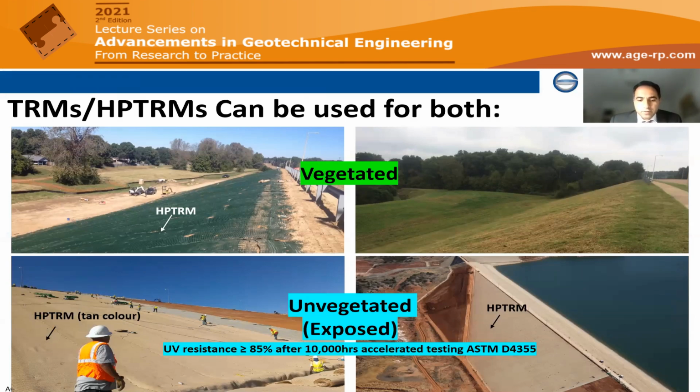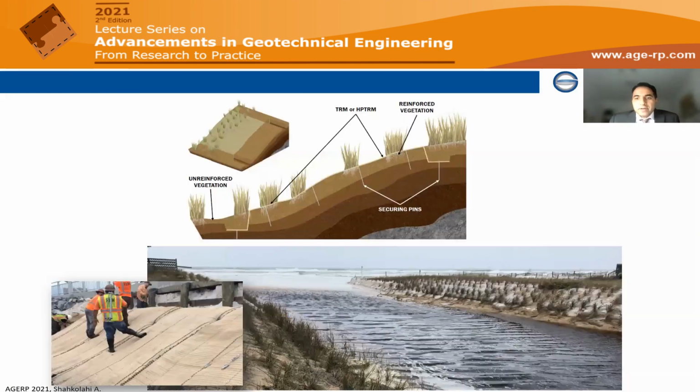And the other photo is a sandy area. You can see it's a sandy beach, and the TRM is being used, and then some vegetation, which is the local vegetation, is put down there. So yes, it can be used. We just need to design for that. We need to know the type of vegetation that you have and the length of the anchor. So in different applications, yes, it can be used.